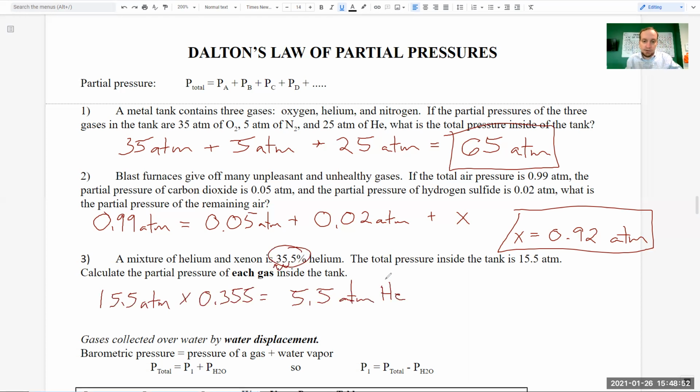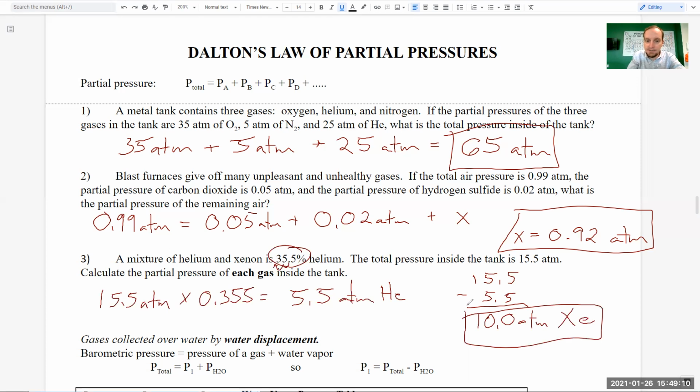And if I know that the total is 15.5, I'm going to show you the math. 15.5 atmospheres is the total, and I know that 5.5 of that is helium. Well, then guess what the remaining xenon is? That would be 10 atmospheres of xenon. So there are our two answers for our two gases. They combine to add up to the total. Okay, so that's how we do Dalton's law of partial pressures if we have a tank or some sort of container with a mixture of gases.